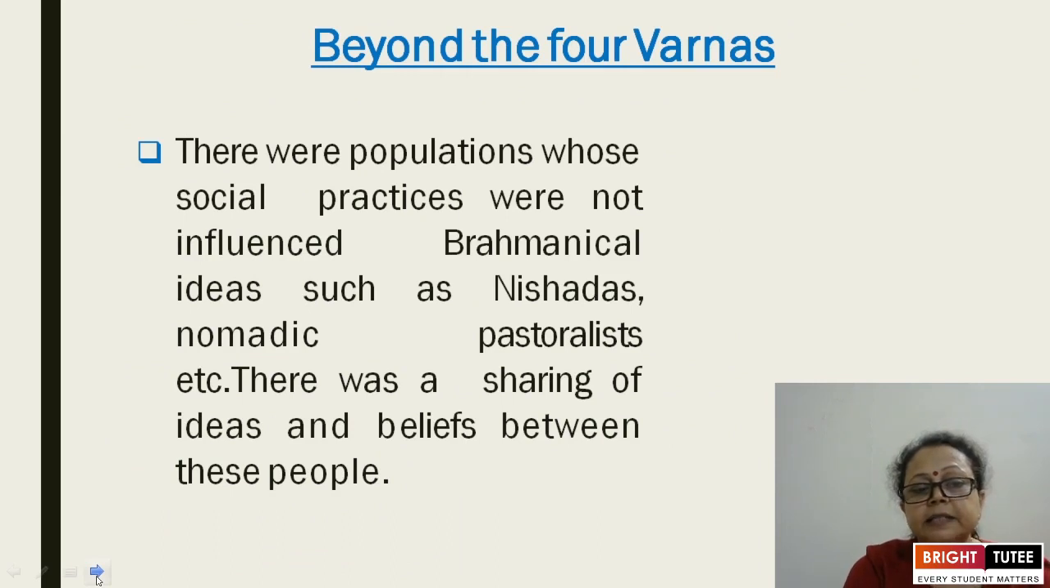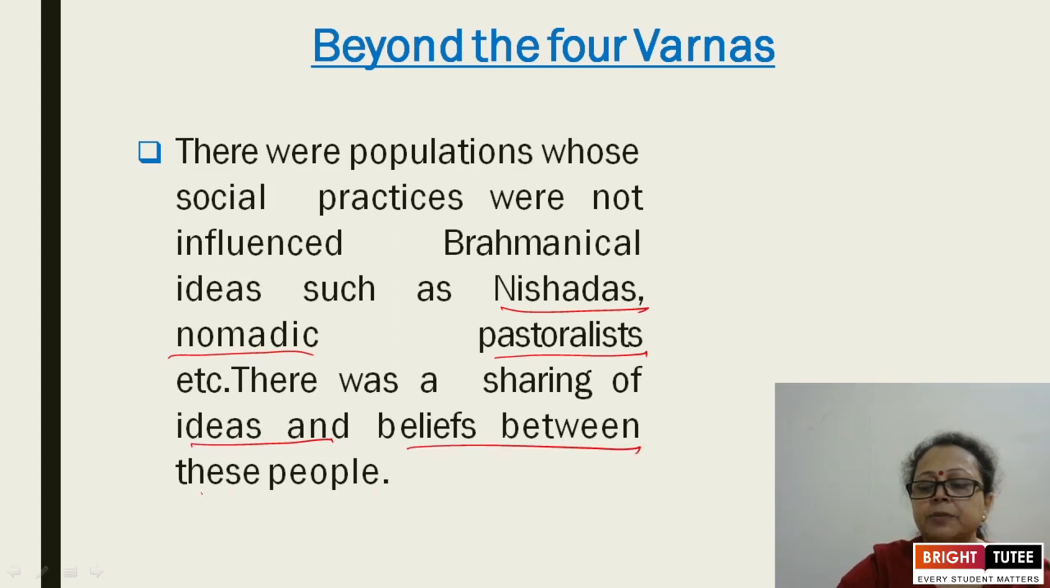Beyond the four Varnas, there were populations whose social practices were not influenced by Brahmanical ideas, such as Nishadas, nomadic pastoralists, etc. So there was a sharing of ideas and beliefs between these people.